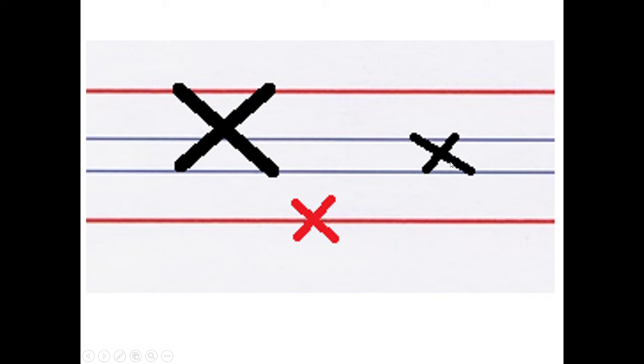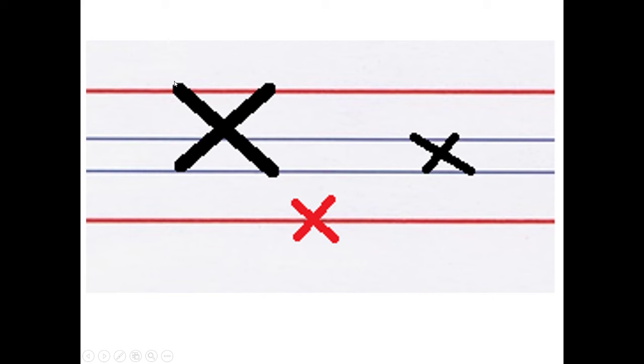X capital and X small are identical. They look the same. The only difference is their size. X capital is so big, X small is so small. Now, X capital comes between the first and the third line. X small comes between the second and the third line.